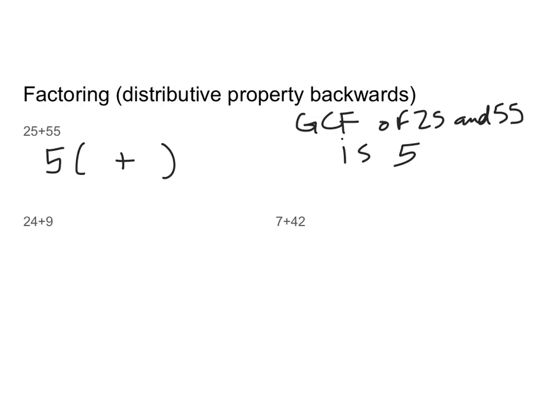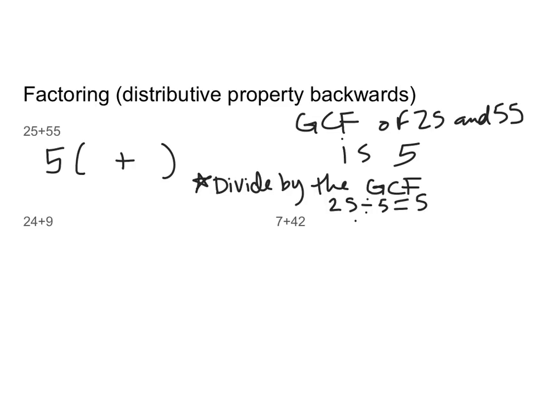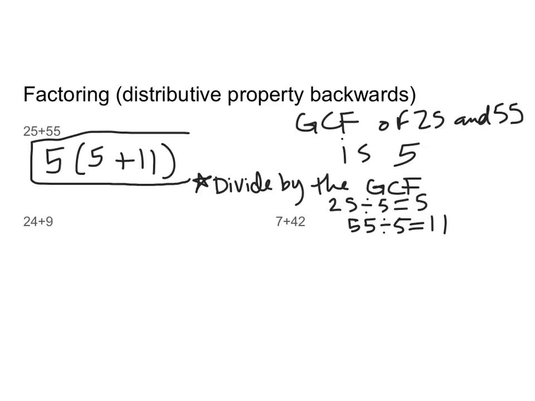What we do is divide by that greatest common factor. So we do 25 divided by 5, that gives us 5, and we do 55 divided by 5, that gives us 11. So what we have is 5 times the quantity 5 plus 11. That is the factored form of 25 plus 55.